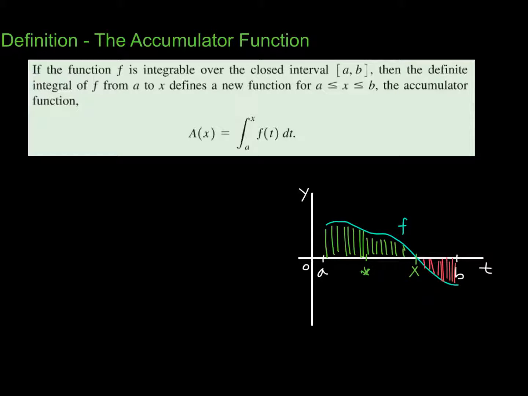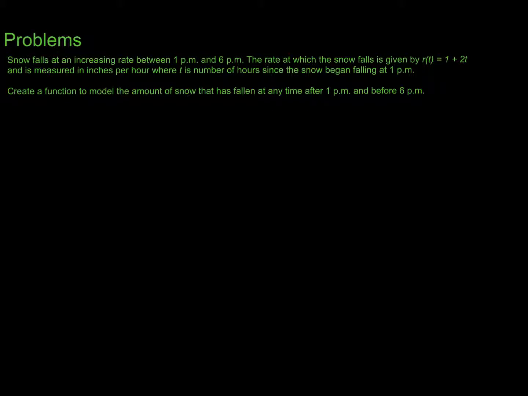So if you evaluate your accumulator function out here, you'll actually be taking this green area minus this red area. If you evaluated your accumulator function here, you'd only have this green area. So the accumulator function here gives a greater output than it would out here. And that's an important thing to keep in mind as you're building these functions. All right, so go ahead and try this problem on your own first, and then press play, and we'll take a look together.